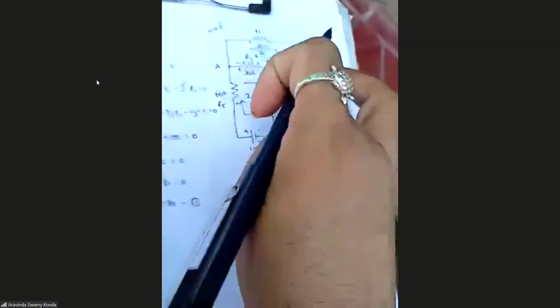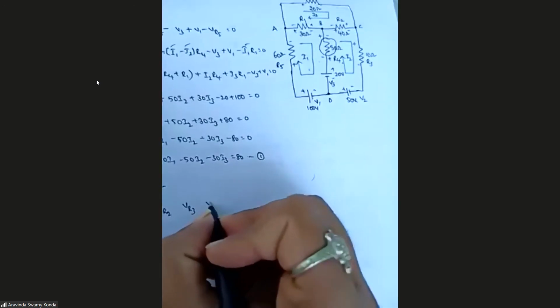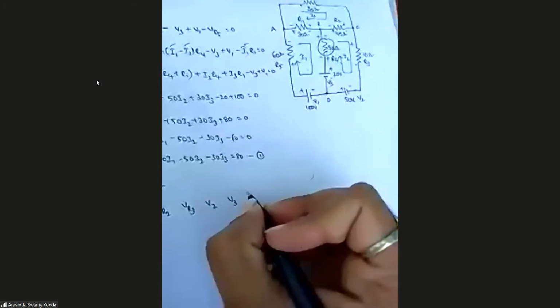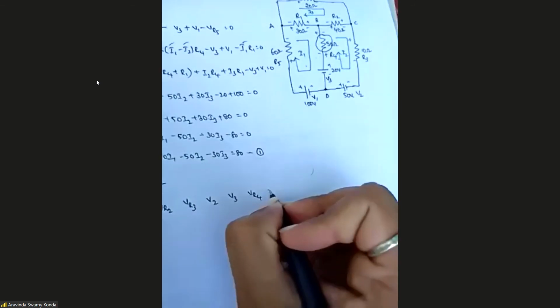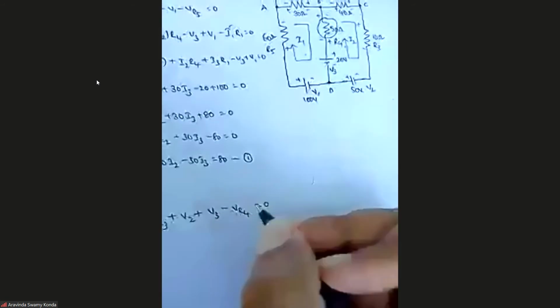So I'm coming with R2, VR2, VR3, V2, V3, VR4 equal to 0. VR2 sign: they are going from plus to minus, so it is minus. VR3 also minus. V2, you are going from minus to plus in the current direction, so it is plus V2. For V3 also you are going from minus to plus, so again it is plus, and VR4 is minus.